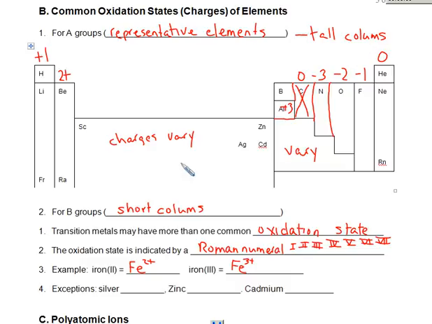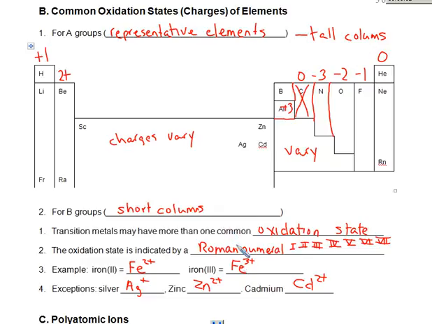Now there are some exceptions for the metals that are down here that you need to memorize. Silver is always going to be just 1+. And if it's just 1, you can just indicate it by a positive. Zinc is always going to be 2+. And cadmium is also always going to be 2+. So you need to remember that your aluminum is always going to be +3, silver is +1, zinc +2, cadmium +2. You just need to memorize that.